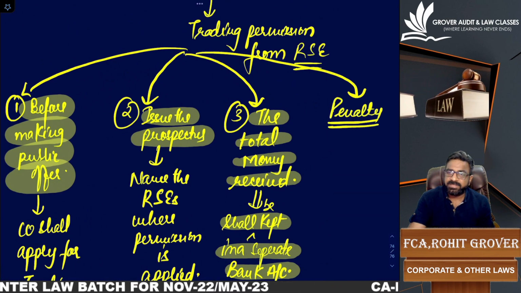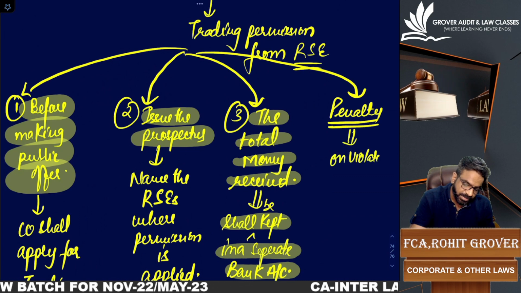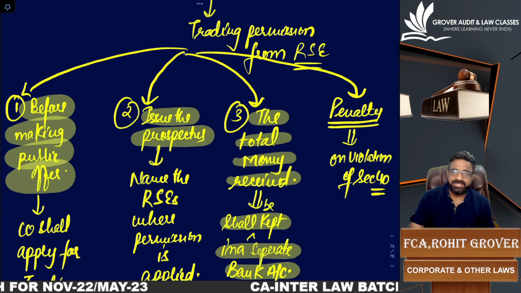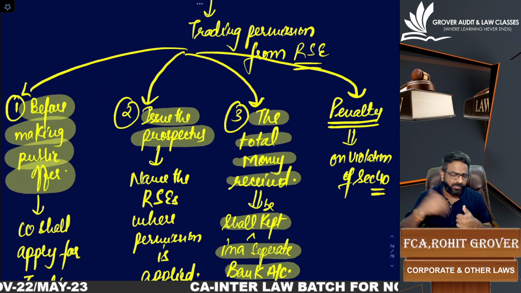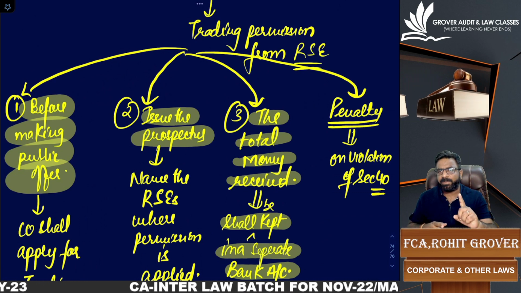Yes, there is a penalty on violation of section number 40. Now tell me, what is section number 40? Point number 1 may be understood: after making the public offer or before making the public offer, you have to apply? Before making the public offer you have to apply.